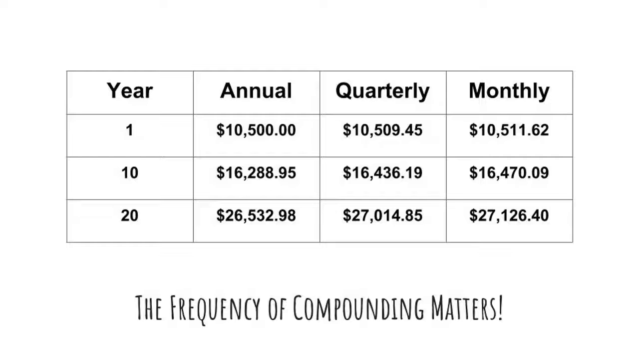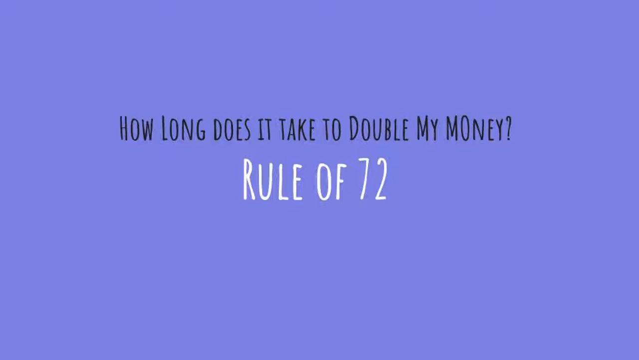Now, if you look at our table, you'll notice that somewhere between years 10 and 20, our money is going to double. So wouldn't it be nice to have a formula where we can just really quick figure out how long it will take for our money to double? And lo and behold, we do have a formula. It's called the Rule of 72.